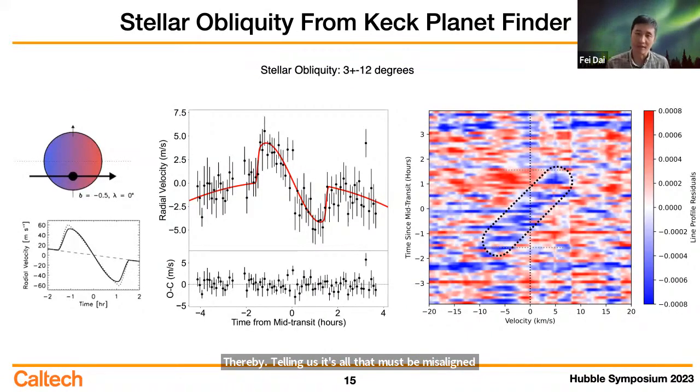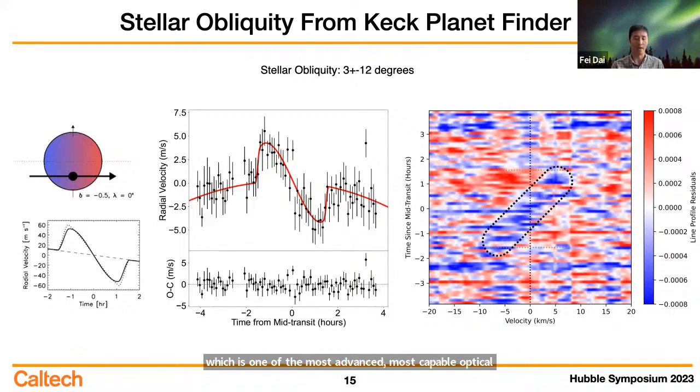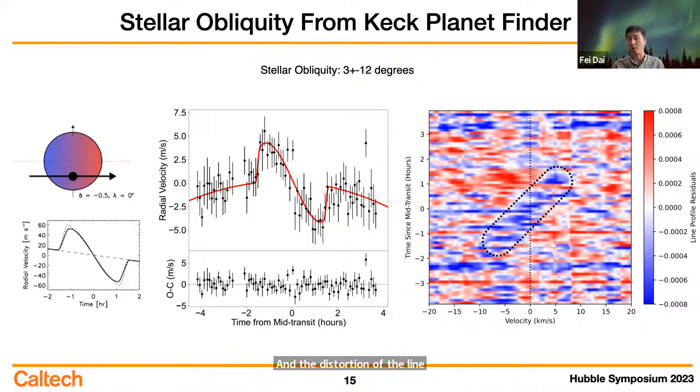So thanks to the recently commissioned Keck Planet Finder, which is one of the most advanced, most capable optical spectrographs ever built, we were able to measure the stellar obliquity of the system using both the more traditional Rossiter-McLaughlin effect, shown in the middle, and the distortion of the line profile that we just talked about. I would like to highlight that the amplitudes of the signals are respectively only 3 meters per second and 400 ppm in terms of line profile distortion. So this is one of the most exquisite stellar obliquity measurements carried out so far.